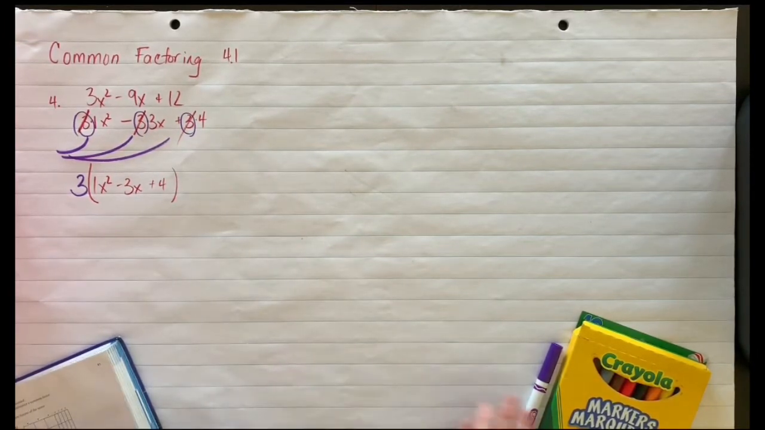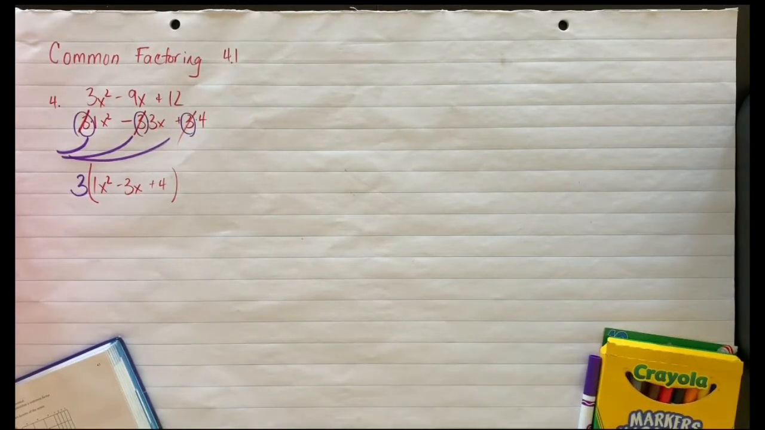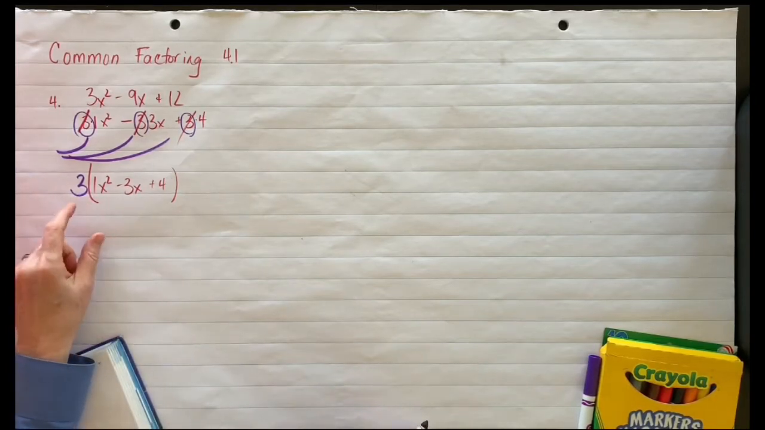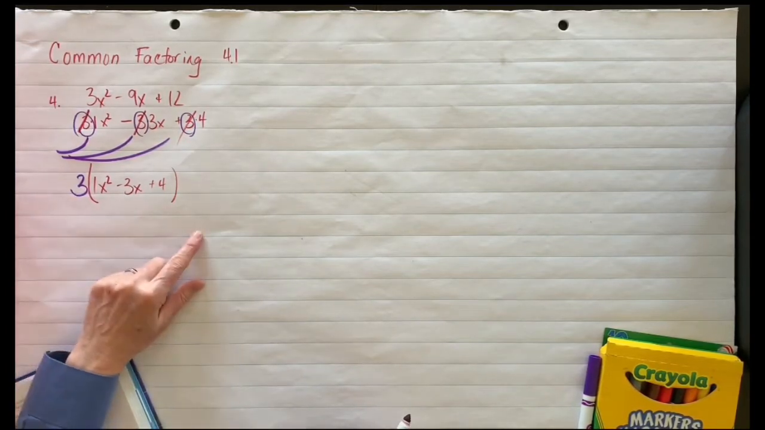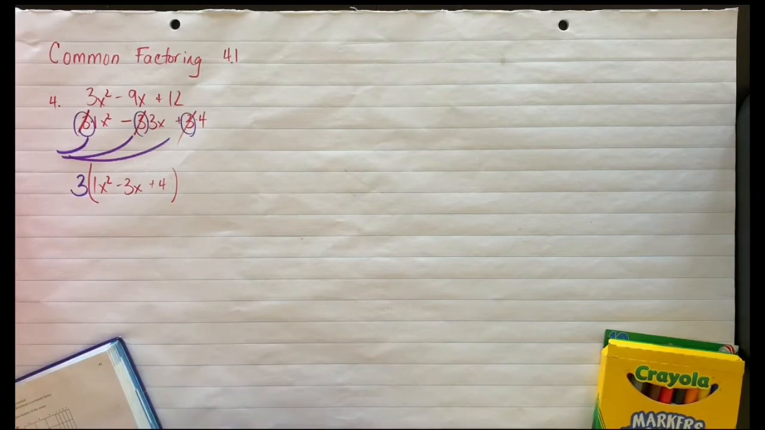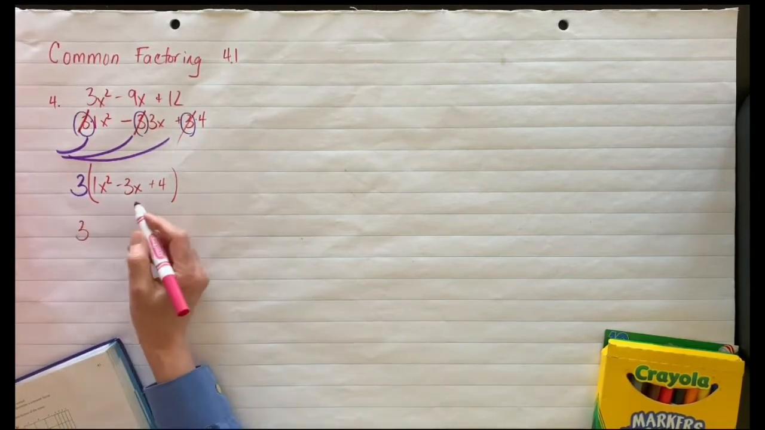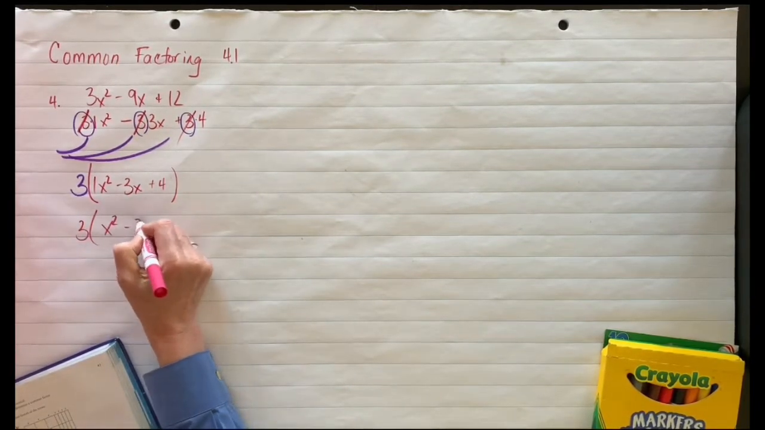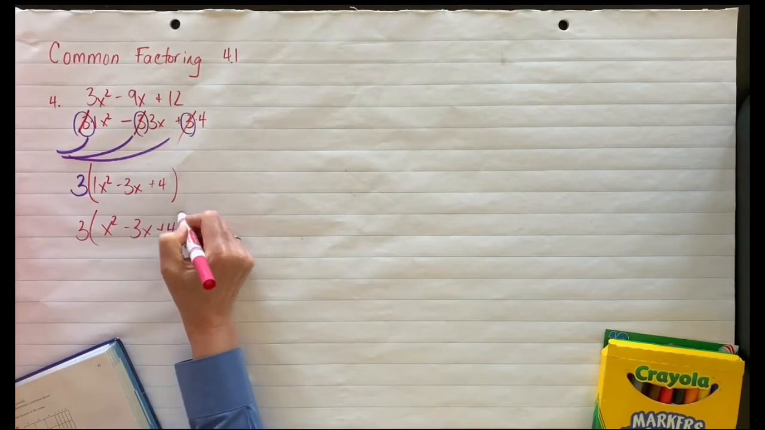So that's the basics of common factoring. You're taking a look at pulling a common factor out of all of the terms. If I wrote this properly, I would say that that's 3 times the quantity x squared minus 3x plus 4.